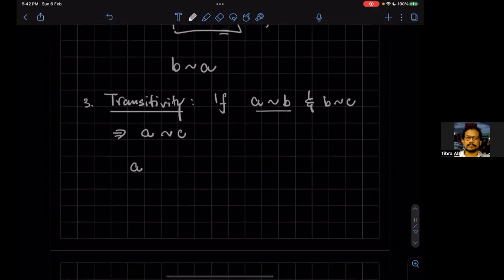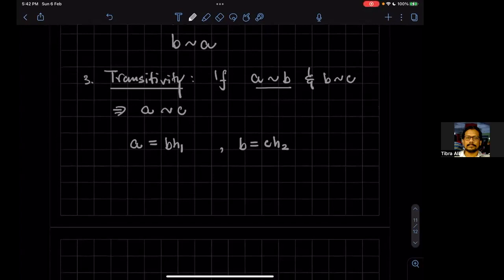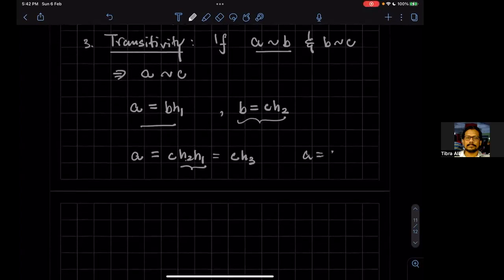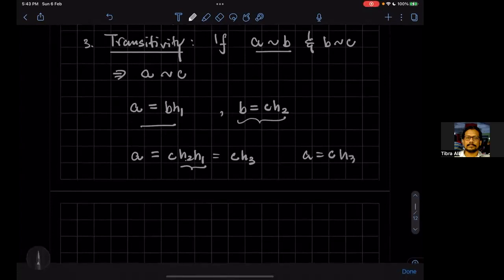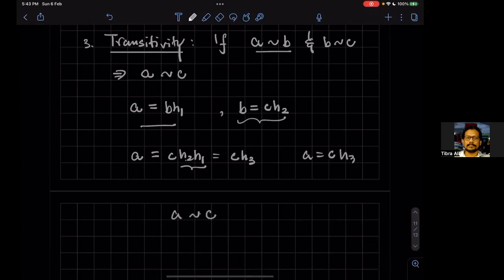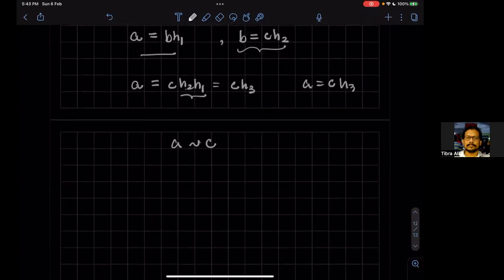Suppose that since A is equivalent to B, we can write A equals BH1, and B is equal to, say, CH2. Now all we have to do is replace the expression for B into this equation. Then we get A is equal to CH2H1. But H is a group, so H1, H2 will give you some other element, say H3. So A is equal to CH3, and therefore A is equivalent to C. So we have shown that the coset construction is an equivalence relationship.